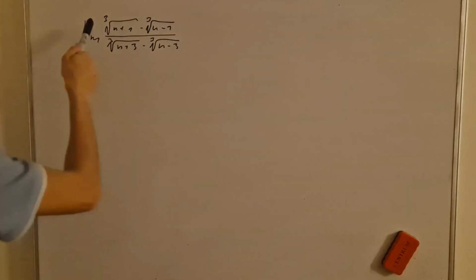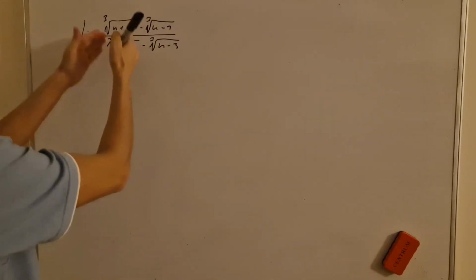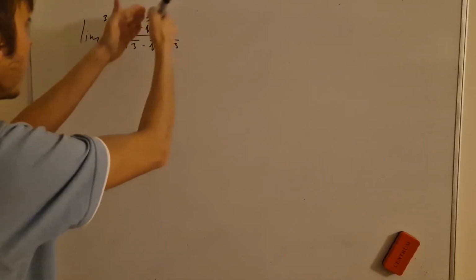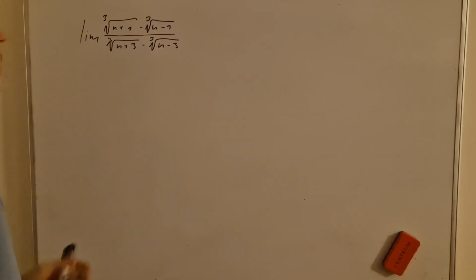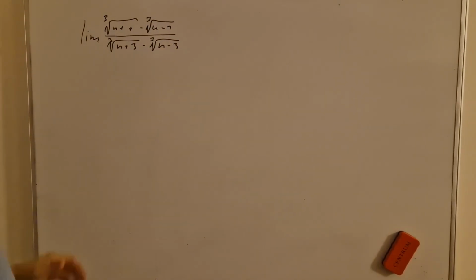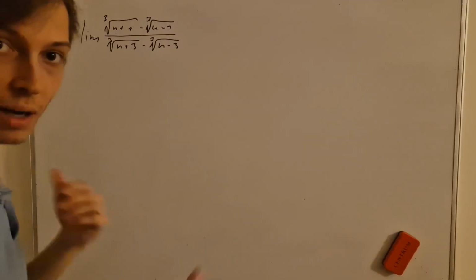So we have a third root of a first degree polynomial, and from that subtracted a third root, and the same in the denominator. And at this point this is quite inconclusive, so we'll make many steps to get somewhere.